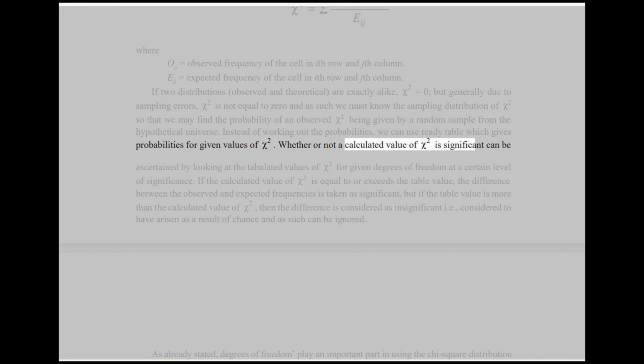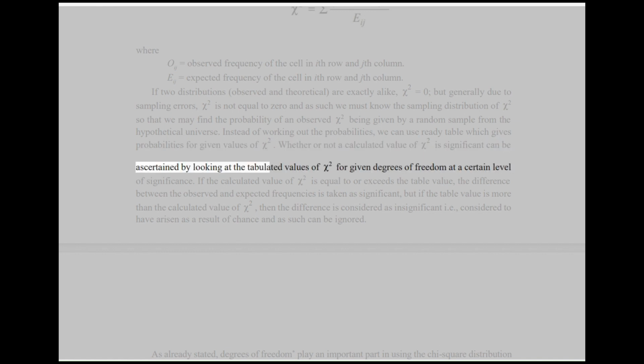Whether or not a calculated value of χ² is significant can be ascertained by looking at the tabulated values of χ² for given degrees of freedom at a certain level of significance. If the calculated value of χ² is equal to or exceeds the table value, the difference between the observed and expected frequencies is taken as significant, but if the table value is more than the calculated value of χ², then the difference is considered as insignificant, i.e., considered to have arisen as a result of chance and as such can be ignored.